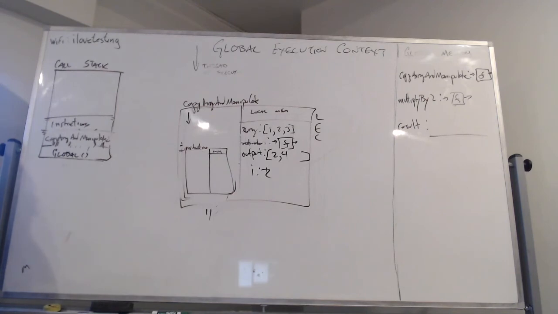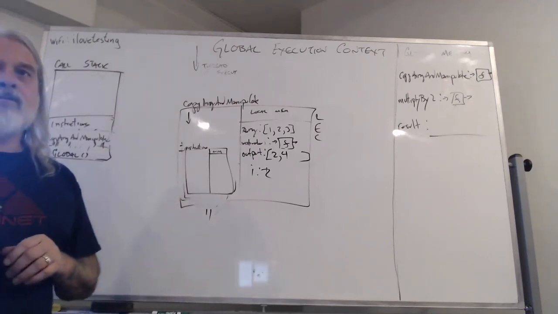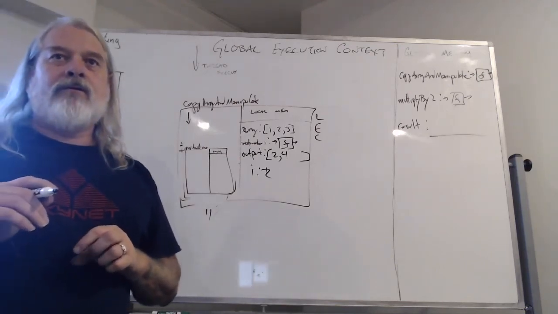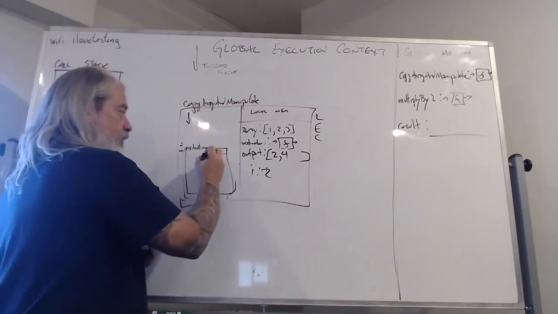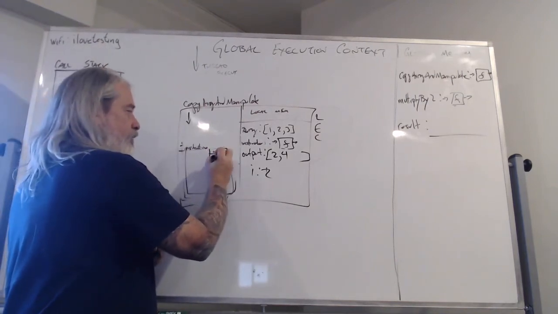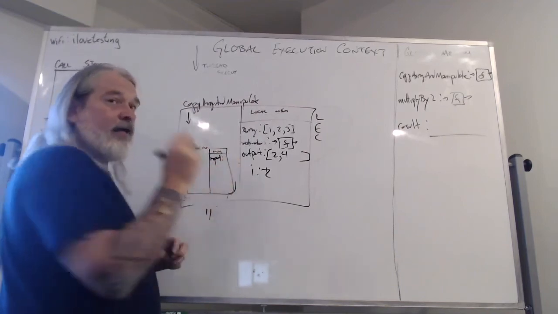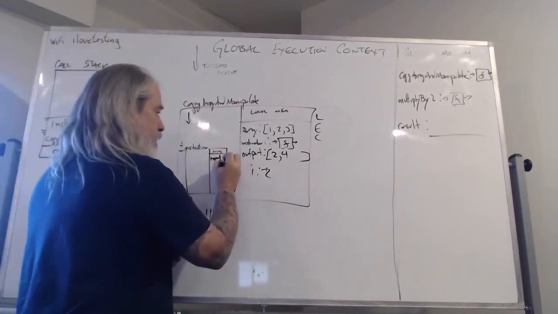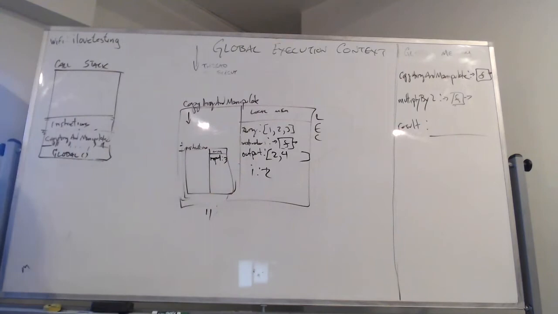Okay. So what's our parameter? 3. What's our parameter called? Input. Right. So where are we going to put input? In the local memory, right? Local memory, yeah. So input, what's its value? What have we passed into it? 3. Uh-huh. What's the next thing we're going to do?